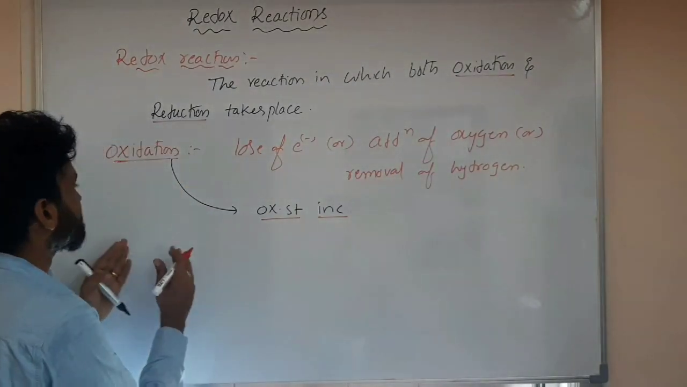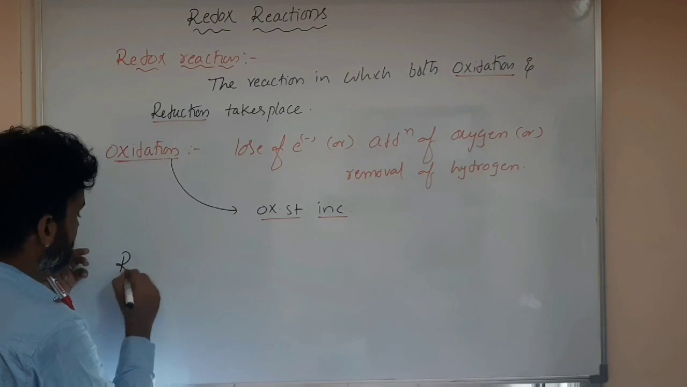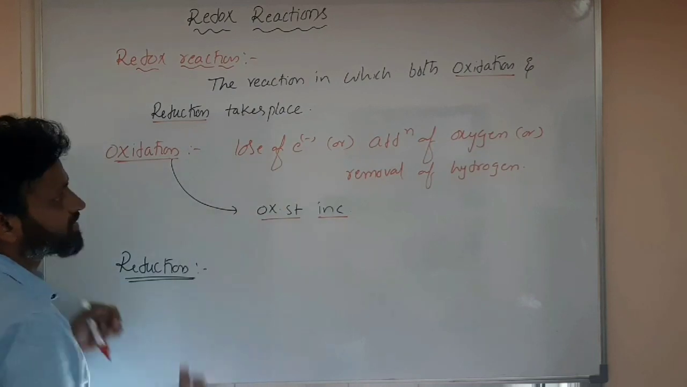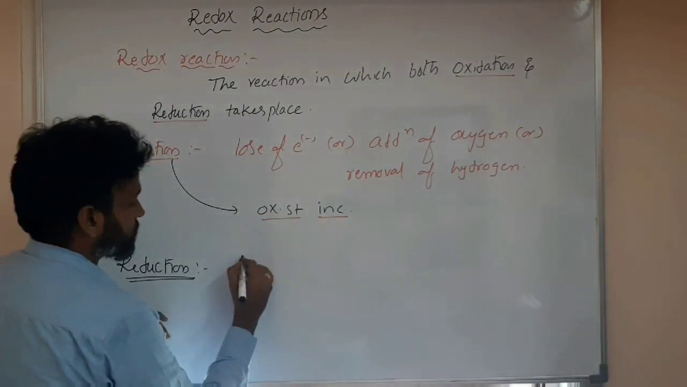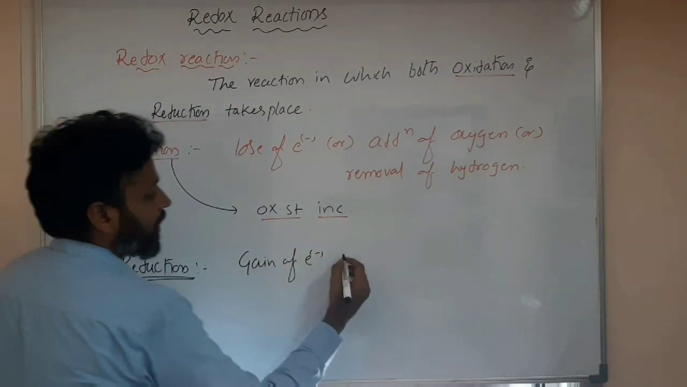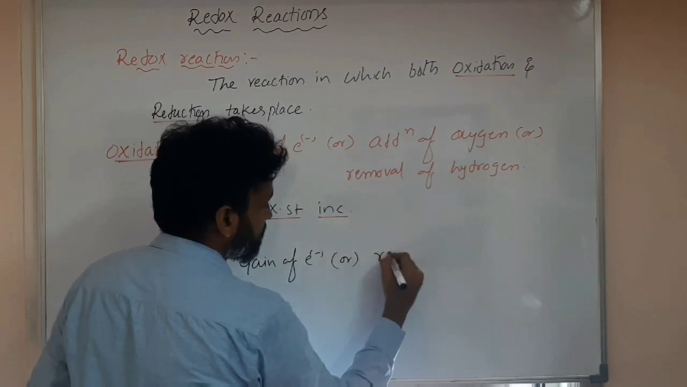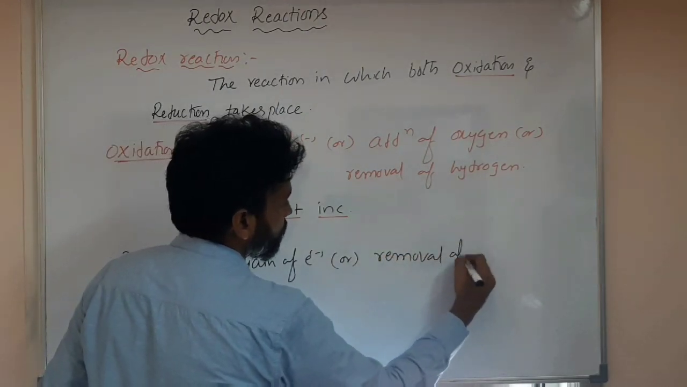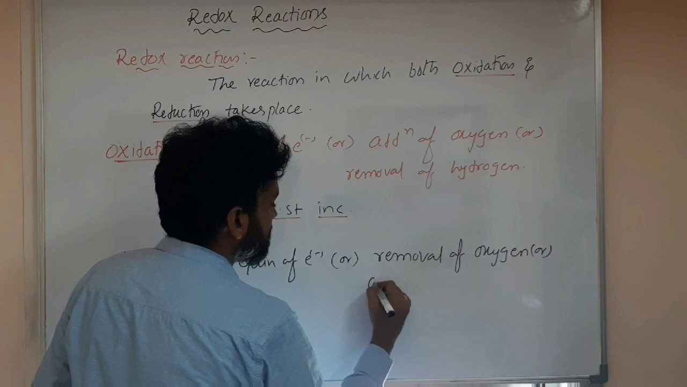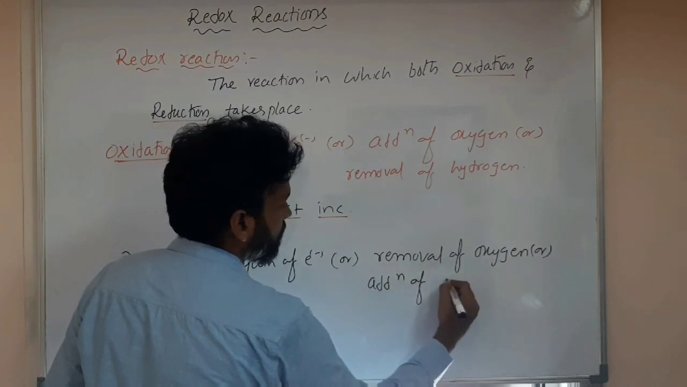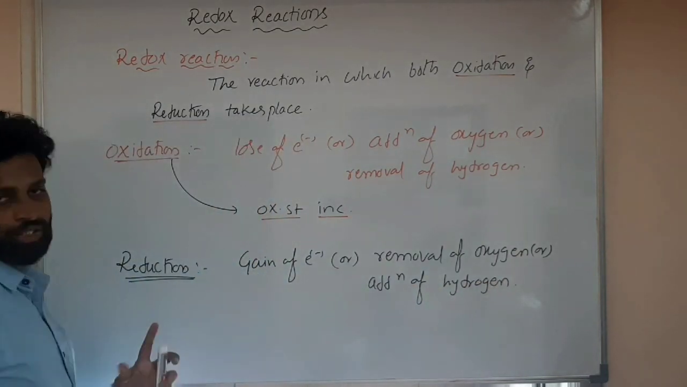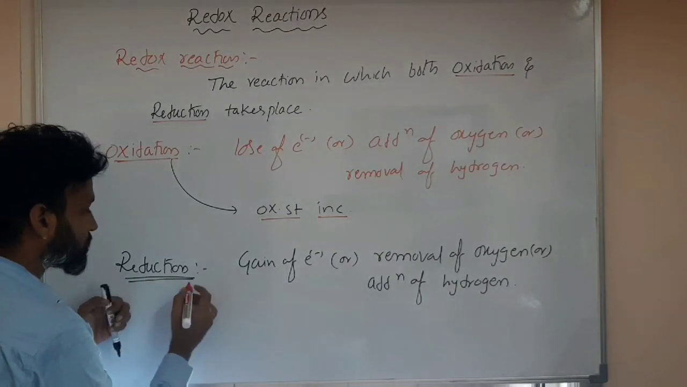If you understand what exactly oxidation is, you can say what reduction is. It's very simple, exactly the reverse. Here, loss of electrons I said, so here it is gain of electrons. Gain of electrons is reduction. Or else you can say removal of oxygen, or else addition of hydrogen. Addition of what? Hydrogen. This is reduction.